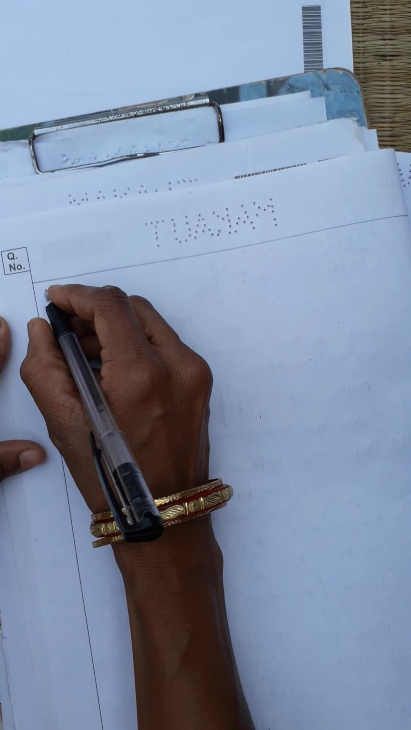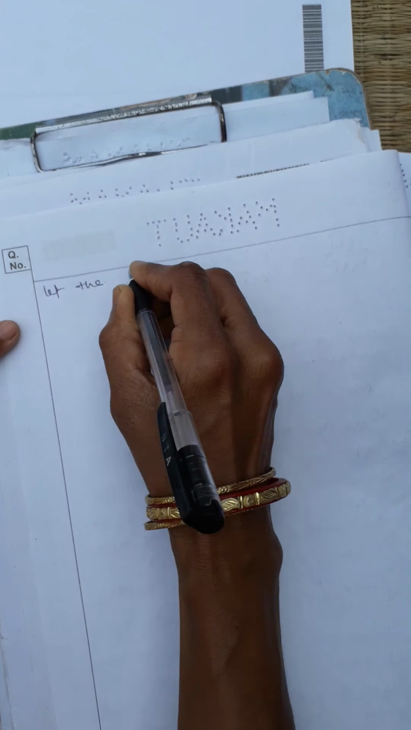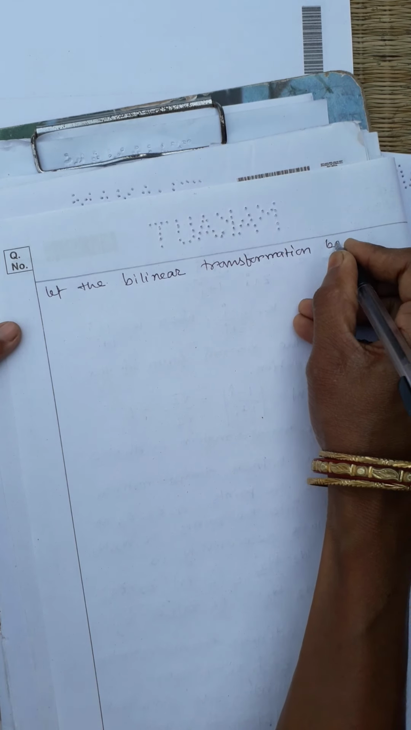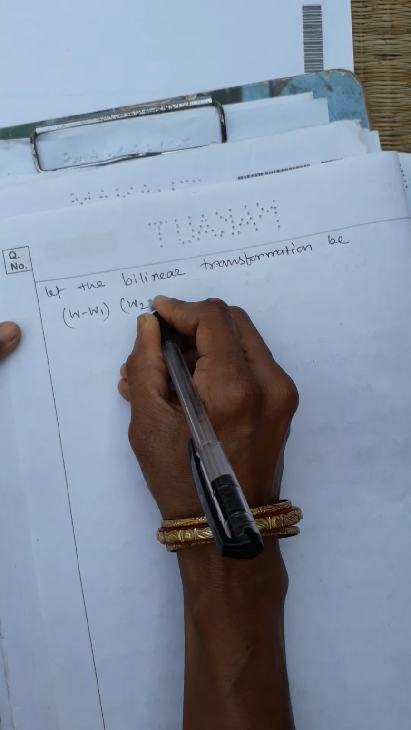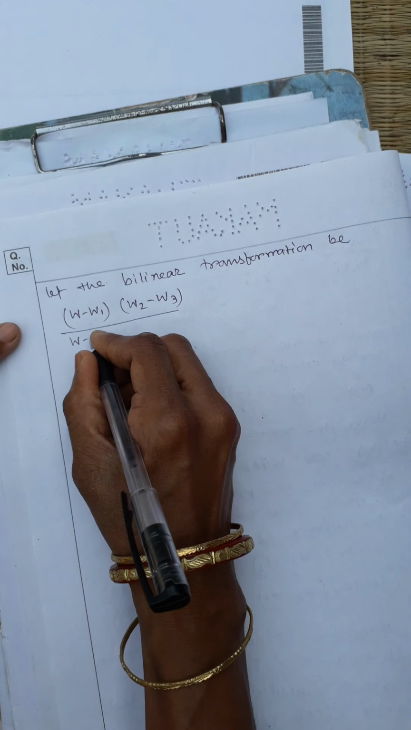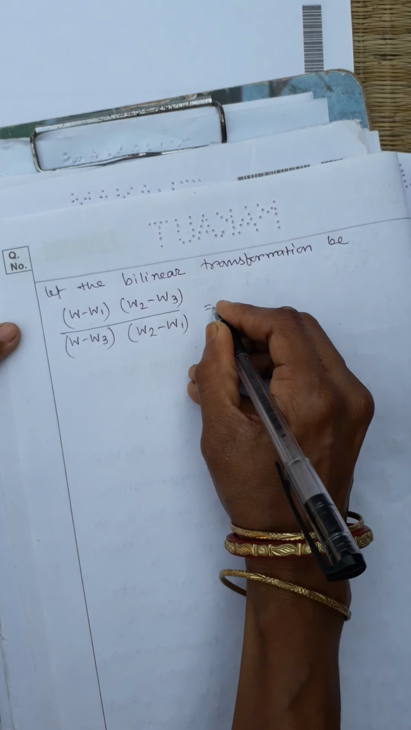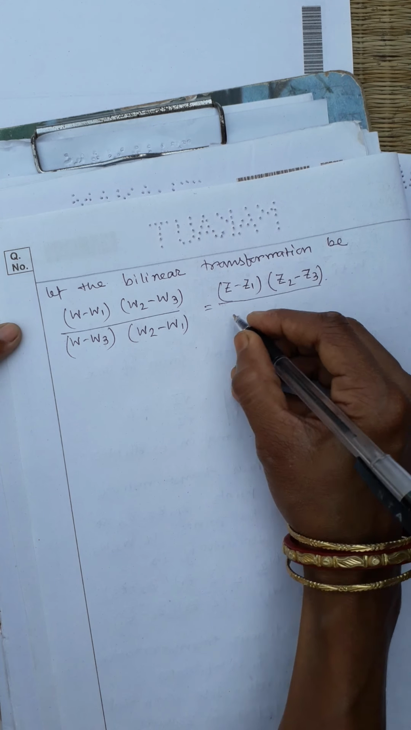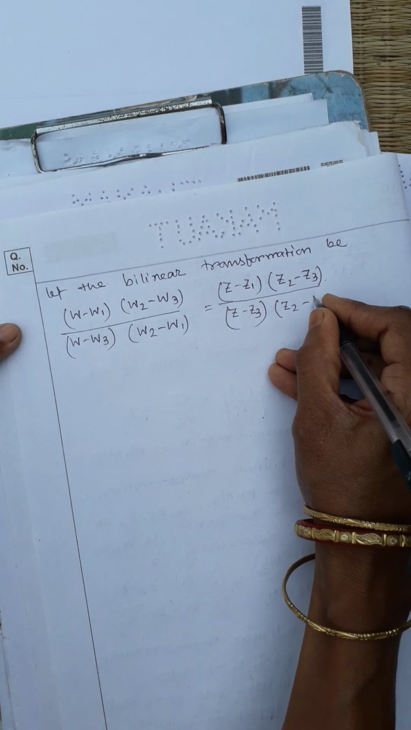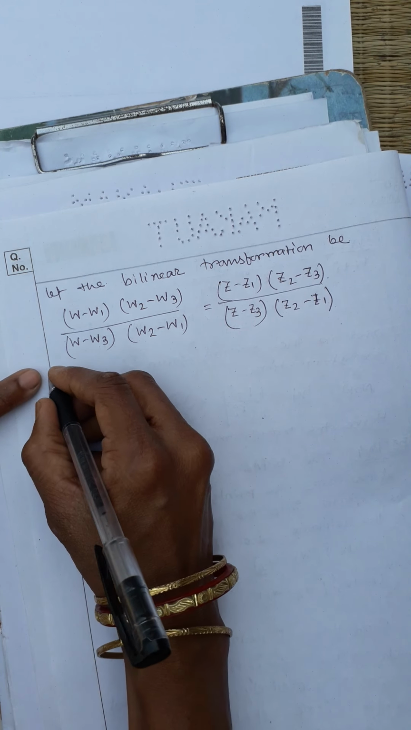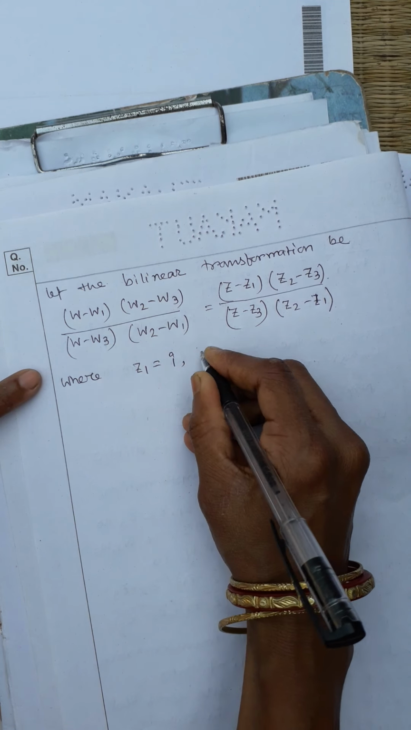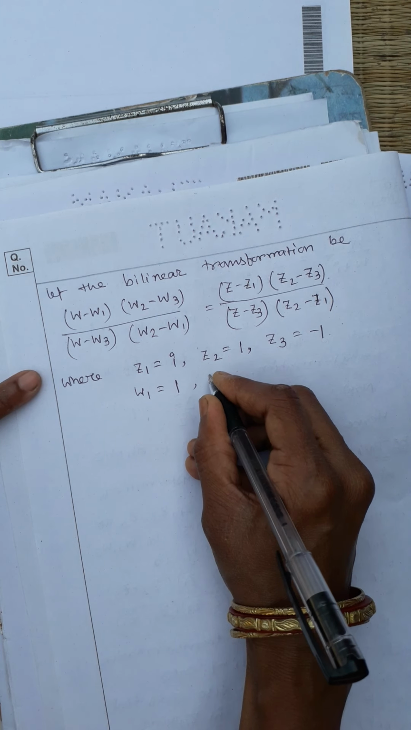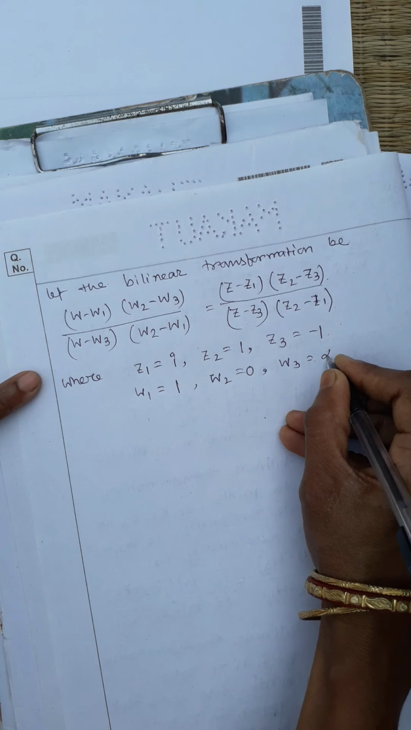So from the transformation, let the bilinear transformation be (w minus w1)(w2 minus w3) by (w minus w3)(w2 minus w1) equal to (z minus z1)(z2 minus z3) by (z minus z3)(z2 minus z1), where z1 is equal to i, z2 is equal to 1 and z3 is equal to minus 1, and w1 is equal to 1, w2 is equal to 0, w3 is equal to infinity.